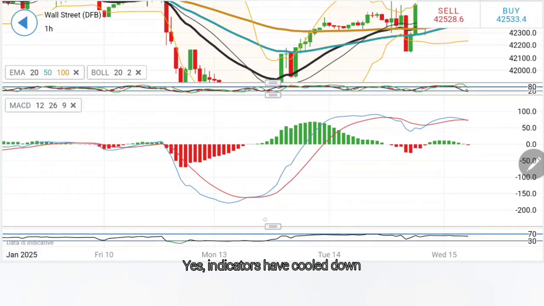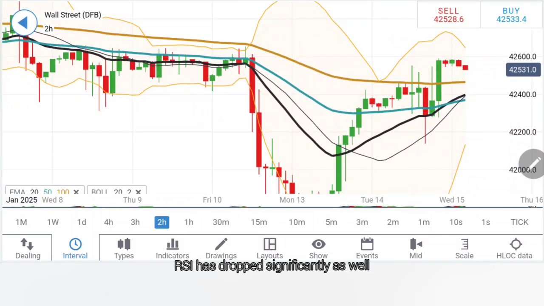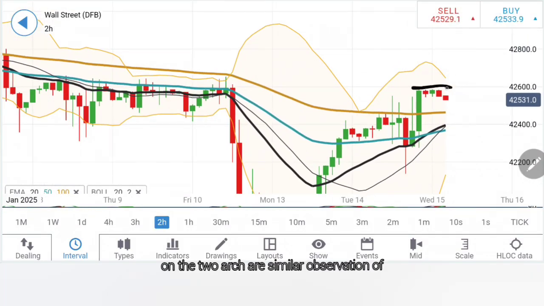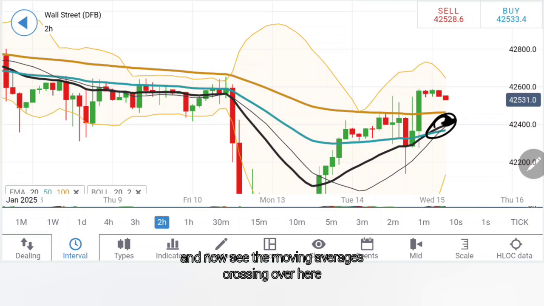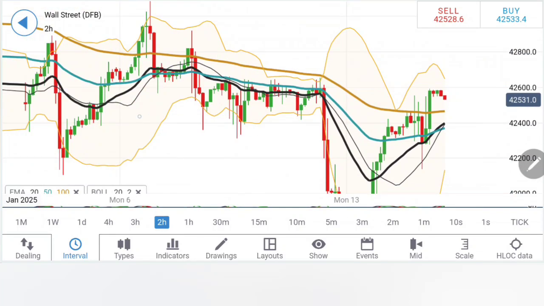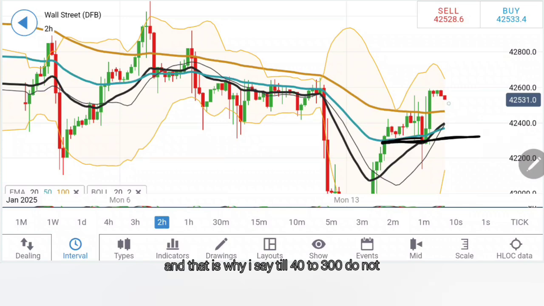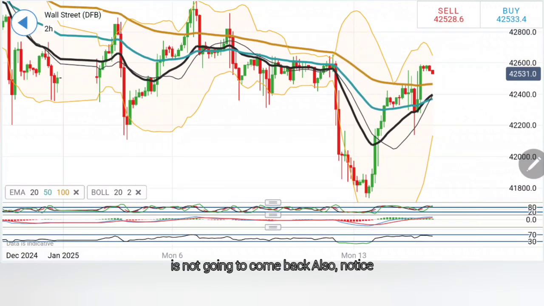Yes, indicators have cooled down. The MACD is trying to cross over for sell. RSI has dropped significantly as well. On the 2-hour chart, a similar observation: a flat top, first bearish candle, second in the making, possibility of a move towards 42,470, 450, and now see the moving average is crossing over here, which makes 42,400, 360 also the next support level. And that is why I say till 42,300, do not treat US30 as bearish. Below 42,300, it is not going to come back.